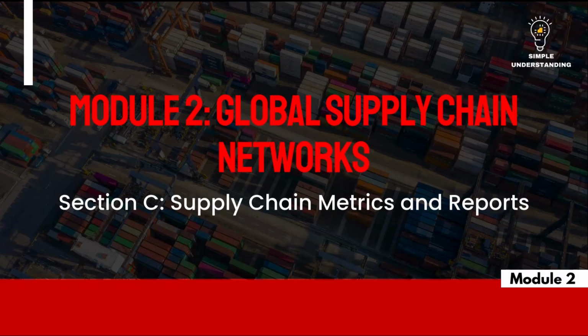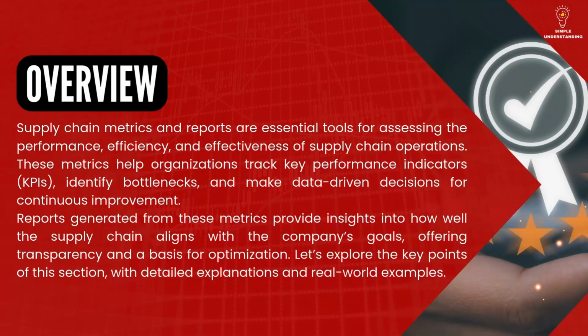Section C. Supply chain metrics and reports. Overview. Supply chain metrics and reports are essential tools for assessing the performance, efficiency, and effectiveness of supply chain operations. These metrics help organizations track key performance indicators, KPIs, identify bottlenecks, and make data-driven decisions for continuous improvement. Reports generated from these metrics provide insights into how well the supply chain aligns with the company's goals, offering transparency and a basis for optimization.